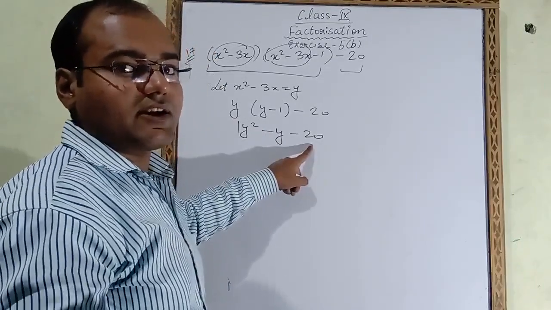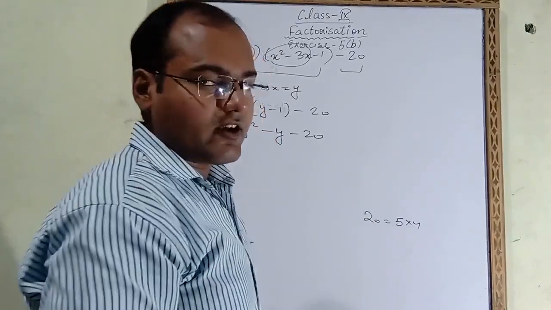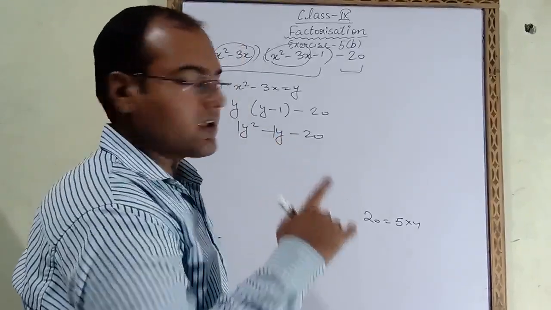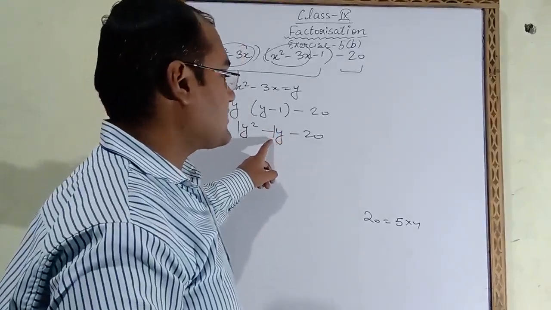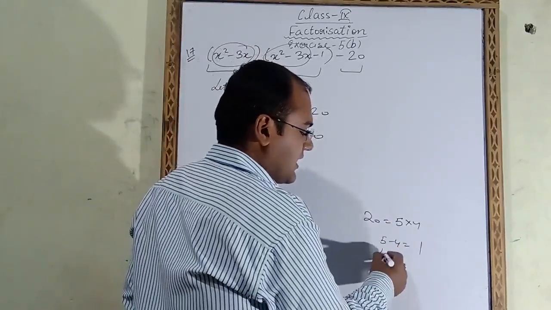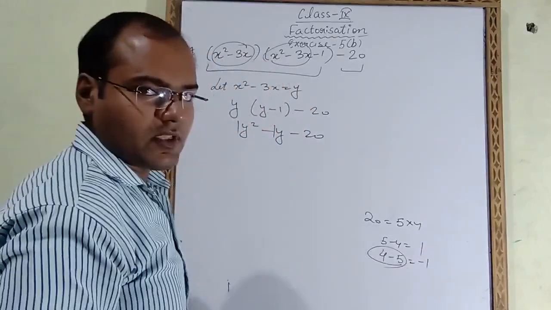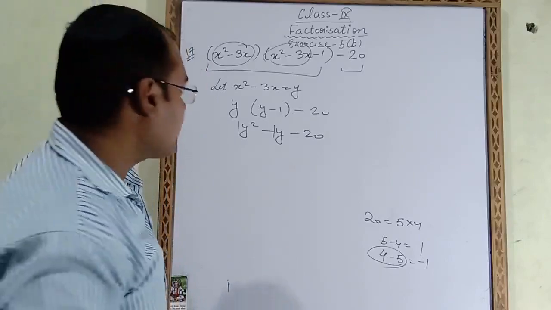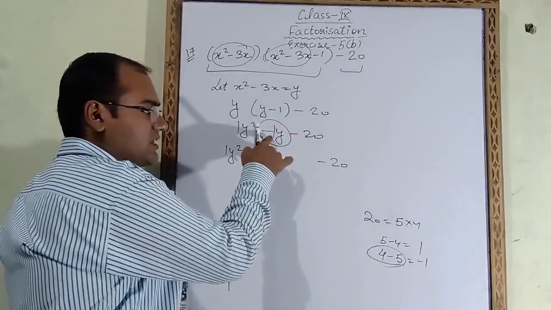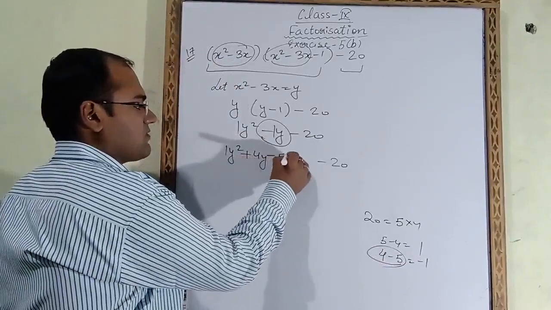Now we have to find the factors of 20. If we take 4 into 5, we will get 20. But in between what is written here, minus y, no number is written, so we will take 1, so minus 1y. In order to make minus 1, if we take 5 minus 4, answer will be plus 1. And if we take 4 minus 5, answer will be minus 1. So we will use these two factors, 4 and minus 5. So this y square we have to write as it is, 20 also we have to write as it is. Instead of minus y, we will take plus 4y and minus 5y.